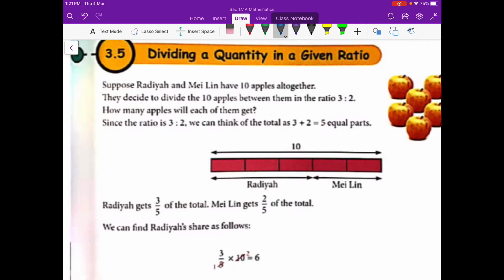Okay. So since the ratio is 3:2, the total, you can think of it as there are 5 parts. One part doesn't refer to one apple. Okay, but we know that the ratio is 3:2. So there are 5 parts altogether. One part may not be one apple.